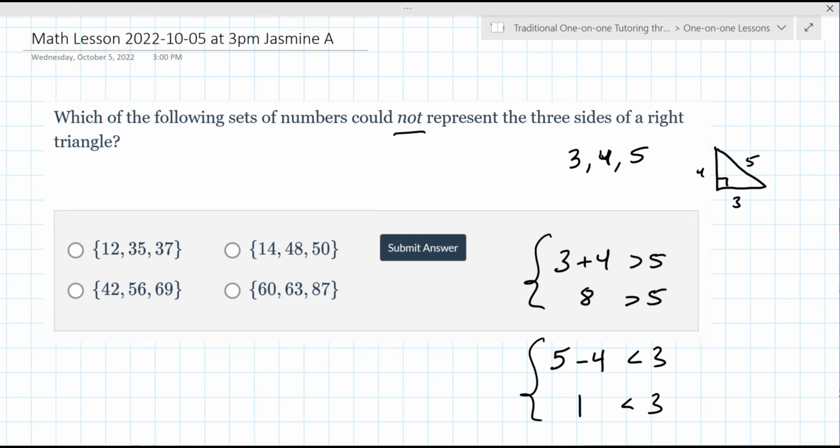Let's take a look at this one on the right here, 14, 48, and 50. Is 14 plus 48 greater than 50? Well, 14 plus 48 is 62, so yeah, it's greater than 50. That's good. Now you have to do the other way. You take the larger side, 50, subtract the other side, 48, and is that less than the short side? 50 minus 48 is 2. That's less than 14. So this one is good. This one works.